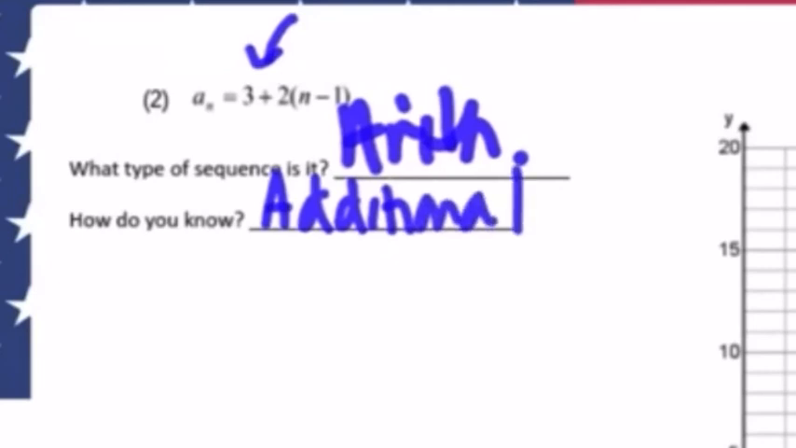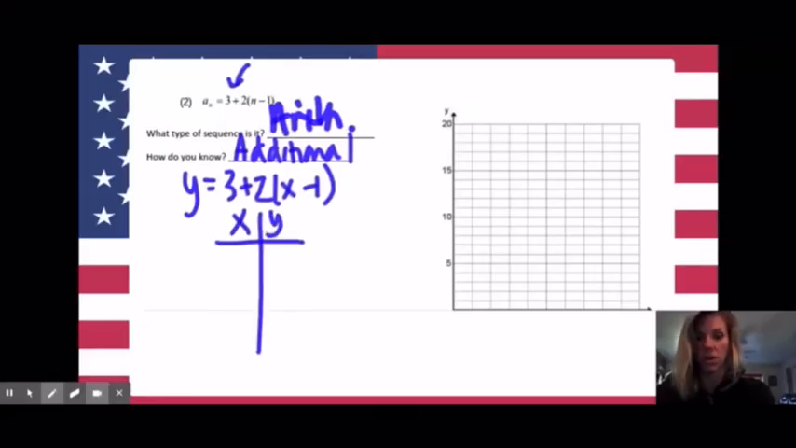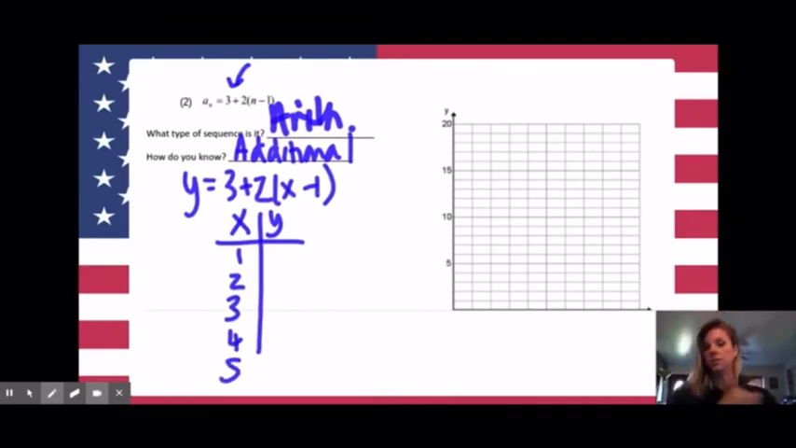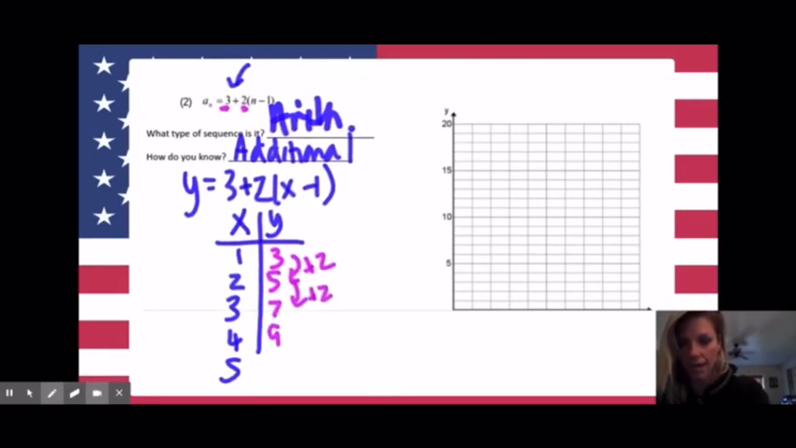To graph this, you can just go to your y equals and plug in 3 plus 2 parentheses x minus 1. Remember, when we're graphing sequences, we start where x is 1, so we're just going to graph 1, 2, 3, 4, and 5. If you go to your y equals and do 3 plus 2 parentheses x minus 1, you should notice that when x is 1, my very first number there would be 3. There's a sub 1. My pattern was plus 2, so you would have the point 2, 5, and 3, 7, and 4, 9, and 5, 11.